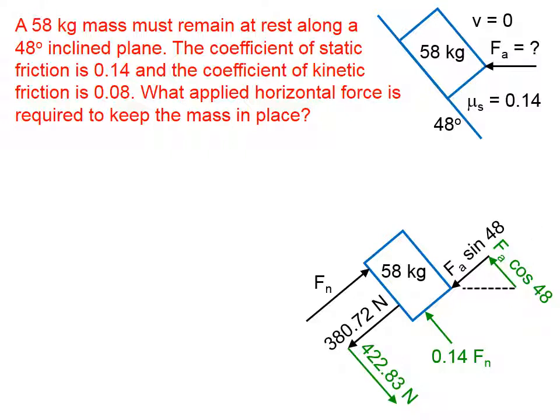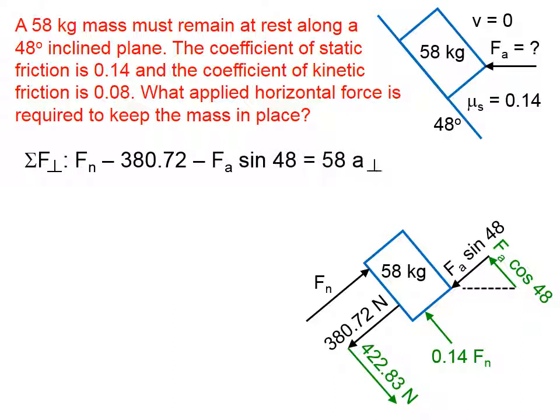Now we're ready to start writing Newton's second law equations. Let's do the perpendicular direction first, as always. If I choose Fn to be in the positive sense, then 380.72 is in the negative sense, as is Fa times the sine of 48. The sum of those forces by Newton's second law should equal the mass of the object times the acceleration perpendicular to the surface. The acceleration perpendicular to the surface is 0, which means the right side of this equation will reduce to 0. Now we can't really solve anything in this equation yet because there are two unknowns in it.